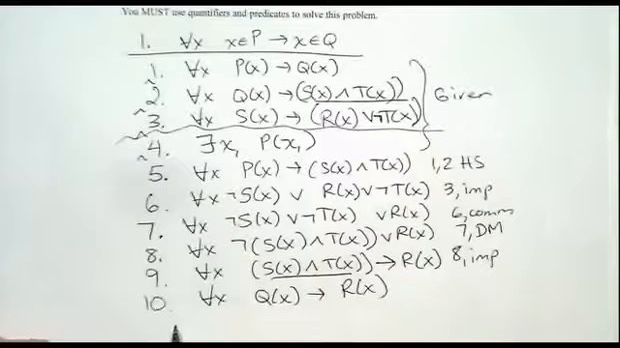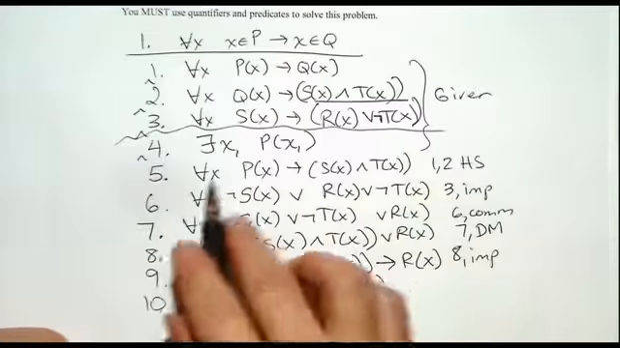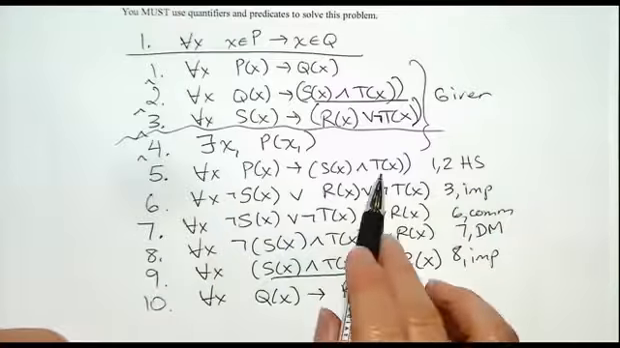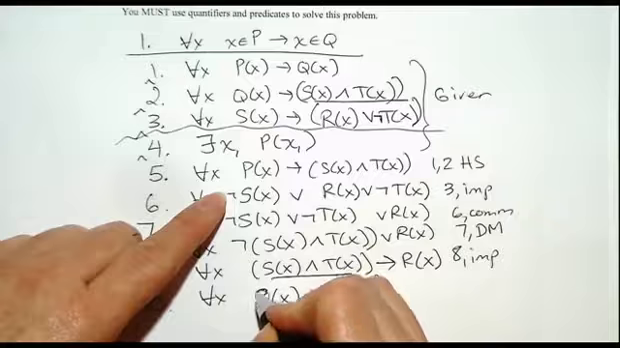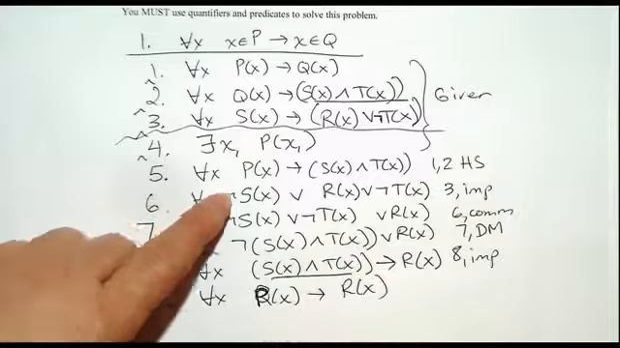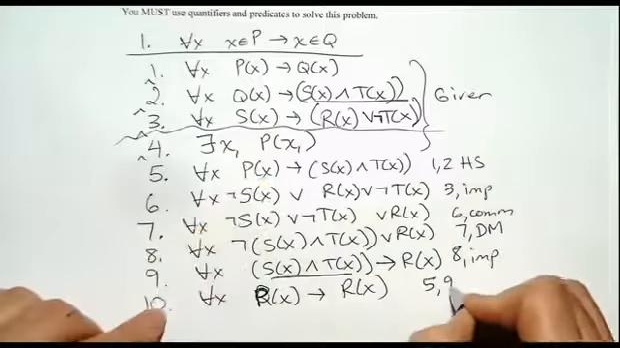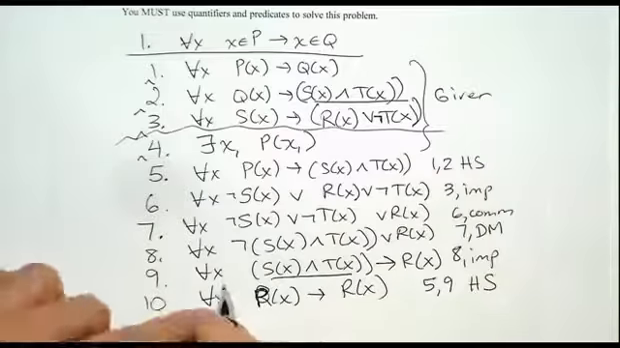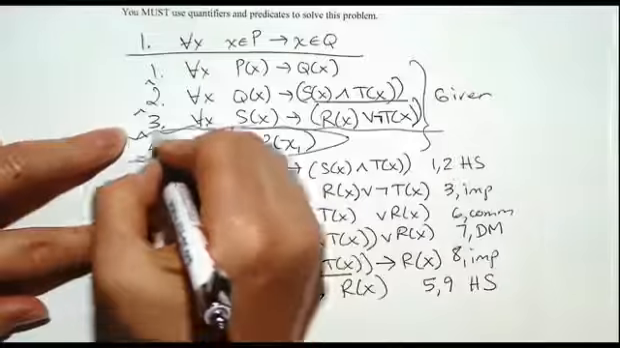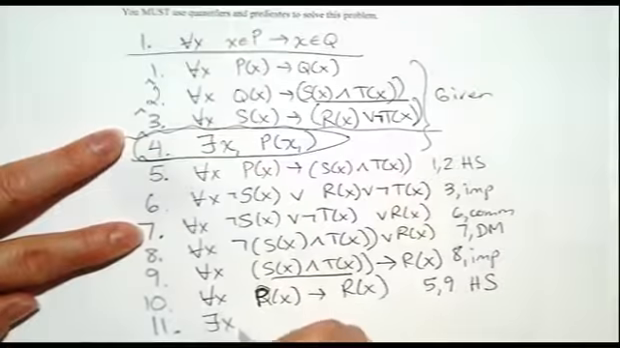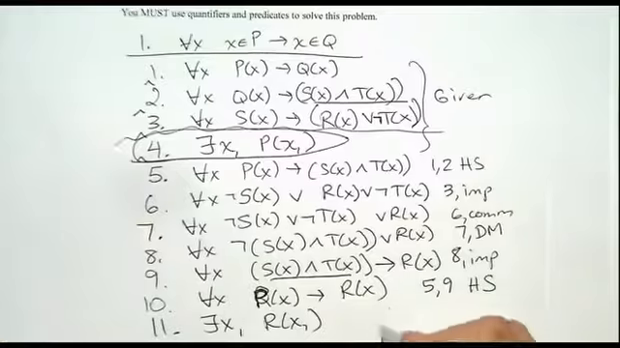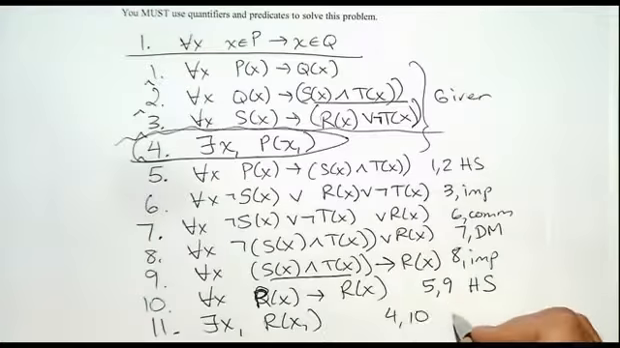And then, did I have anything else? Oh, I wanted to use that. Thank you. So I should use 5 and 9 and hypothetical syllogism. And then 11, I'm going to now combine it with 4 to get there exists x1, R of x1. And that is modus ponens.